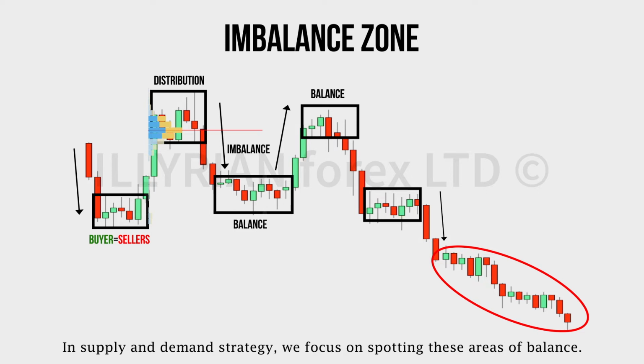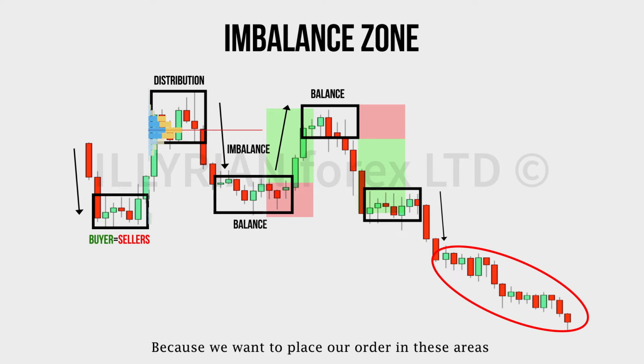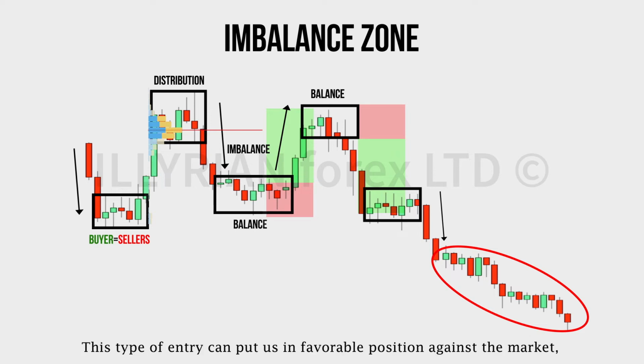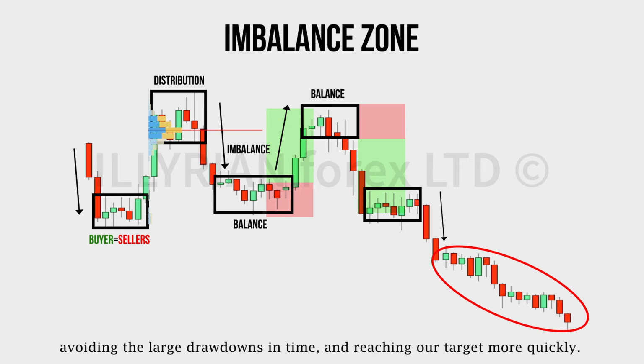In supply and demand strategy, we focus on spotting these areas of balance. Because we want to place our order in these areas and profit from the imbalance that moves the price in a directional move, making a profit. This type of entry can put us in a favorable position against the market, avoiding large drawdowns in time and reaching our target more quickly.